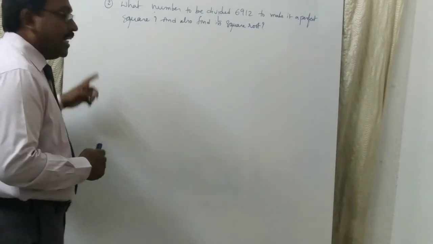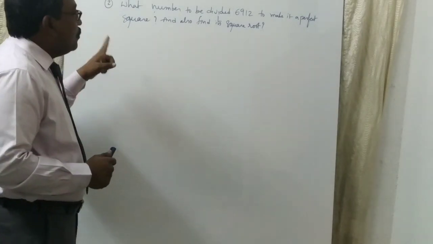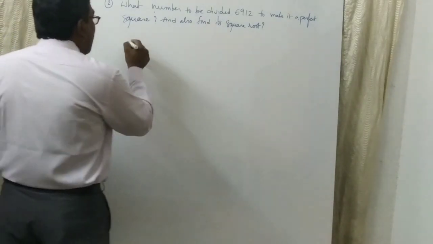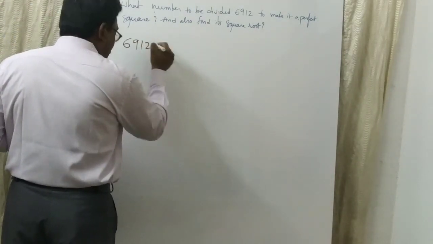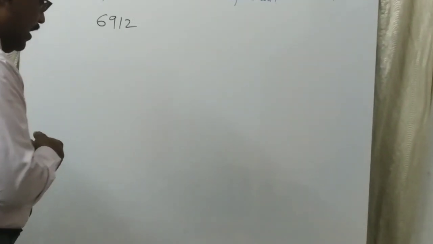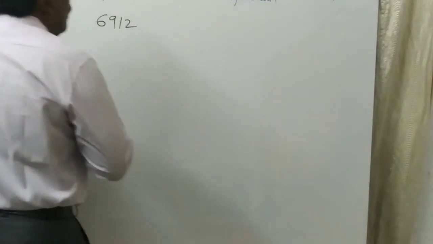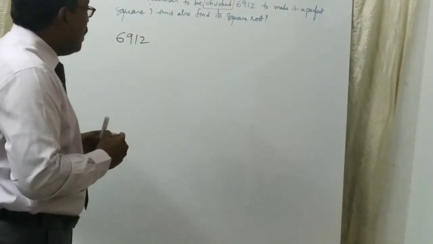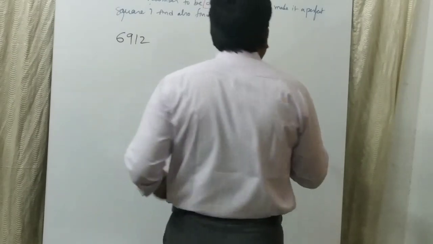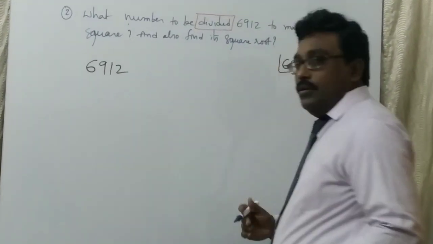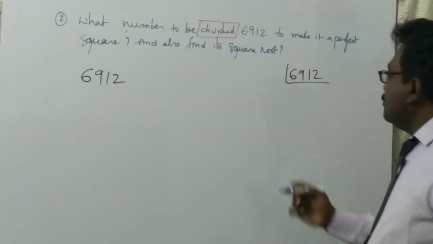Now, your second question. What number should 6912 be divided by to make it a perfect square? So, here, divided. Okay? Whether multiplication or division, the process is the same. The same way, prime factorization.